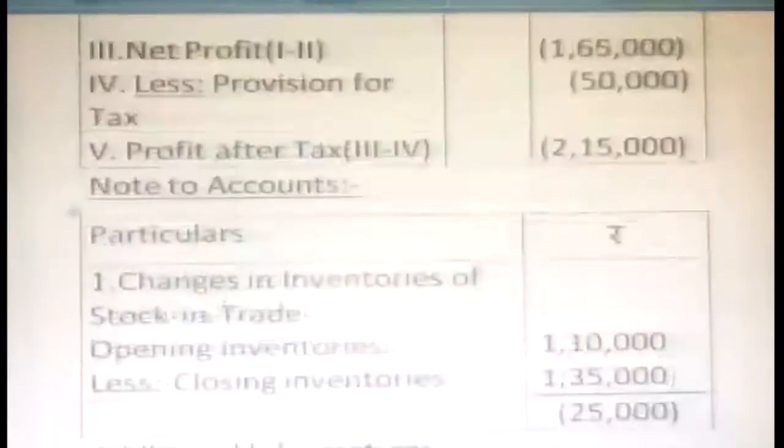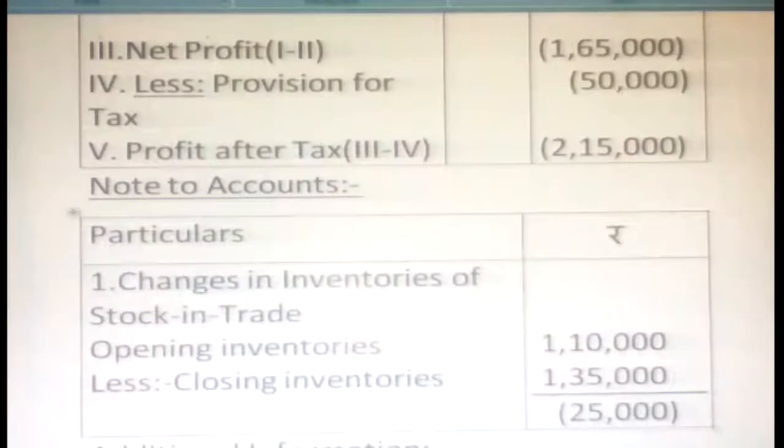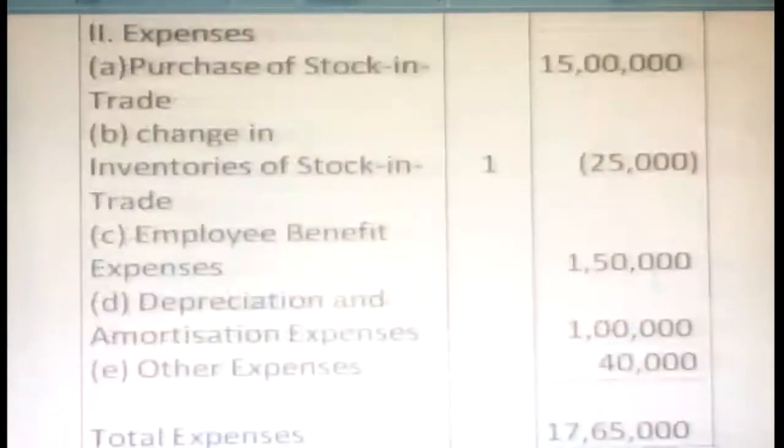See here, note number 1: changes in inventories of stock in trade. Nothing but opening inventories 1,10,000, closing inventories 1,35,000. The difference is 25,000, a negative figure, because closing is more than opening. That's why 1,10,000 minus 1,35,000, you get 25,000. The 25,000 only they mentioned here. See the bracket. That's the explanation here.